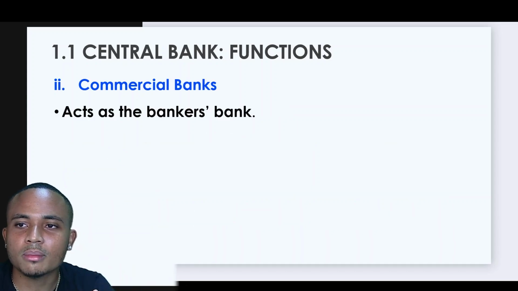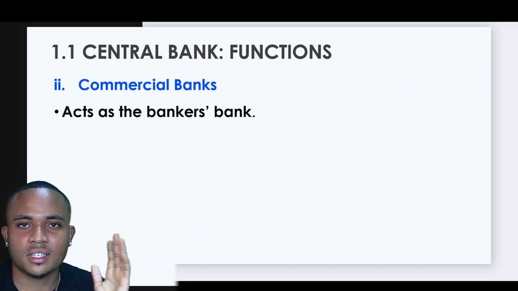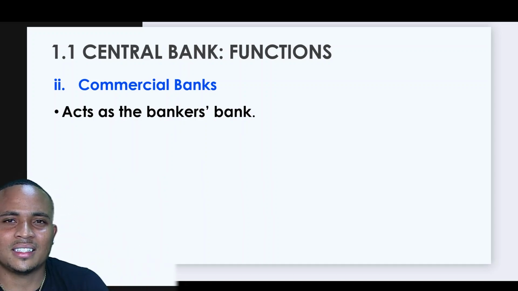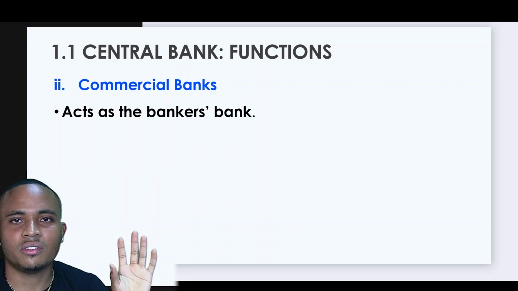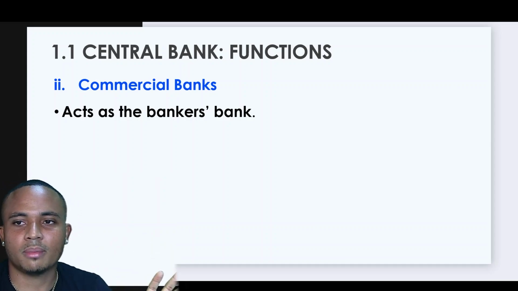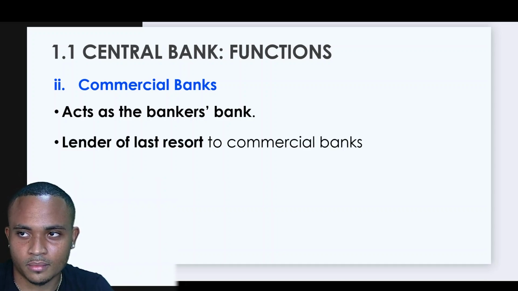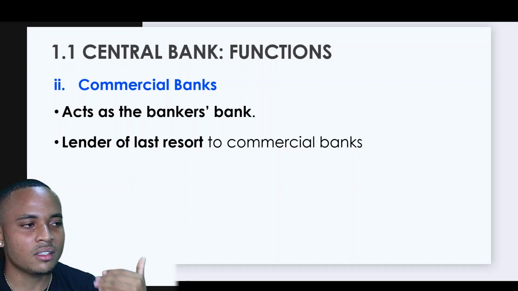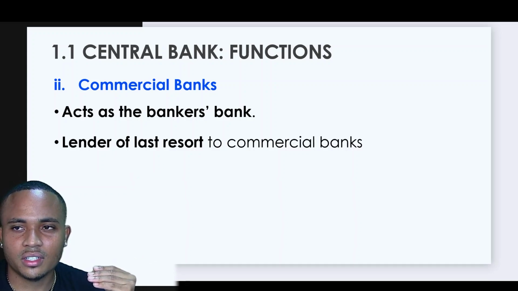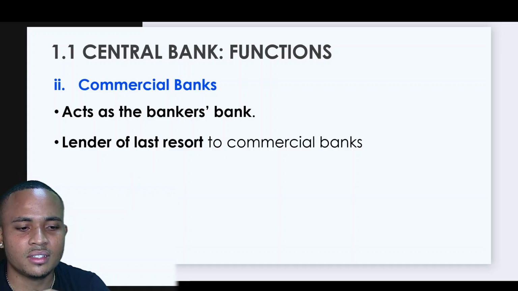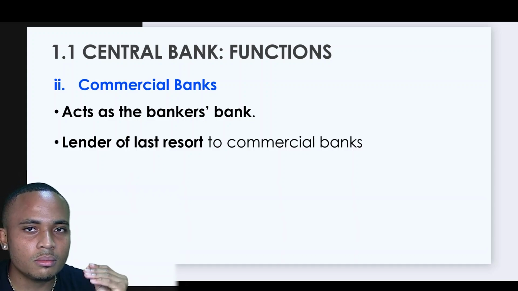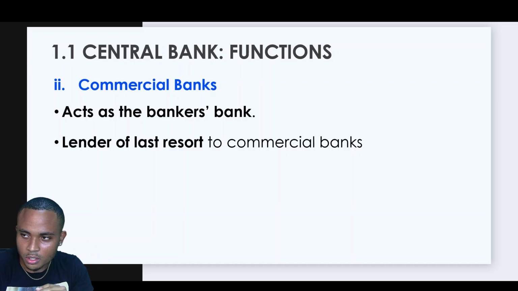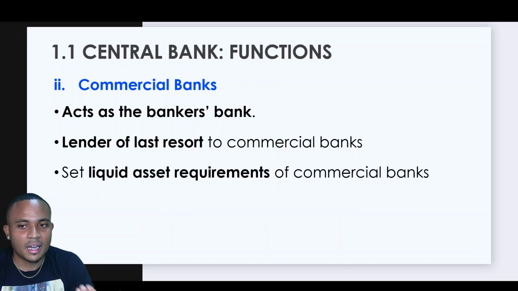We're going on into commercial banks. Just as they act as the bank of the government, they act as the bank of commercial banks. Moving on, they are the lender of last resort to commercial banks. Commercial banks sometimes go into financial difficulties, and the central bank will be able to give assistance by providing short-term loans to the commercial banks to help them come out of the problems they may have. Three, they set liquid asset requirements for commercial banks.